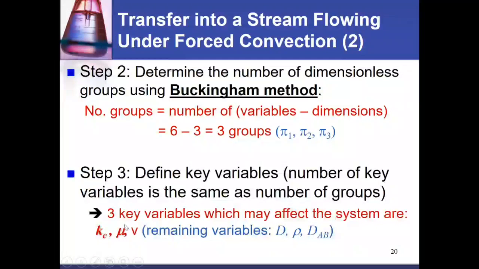If you have a highly viscous material, you will need high energy to pump it. So viscosity is also one of the key variables, because it affects the mass transfer under forced convection. These variables are more important than diameter. Of course, diameter is still a variable and still important. The density is still important, the diffusion coefficient is still important, but these 3 are the most important ones.